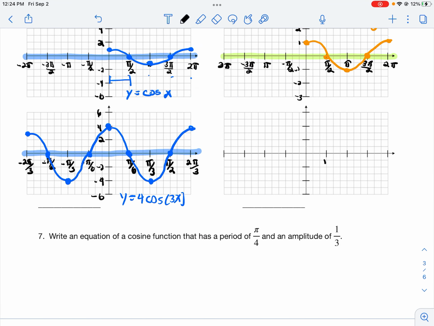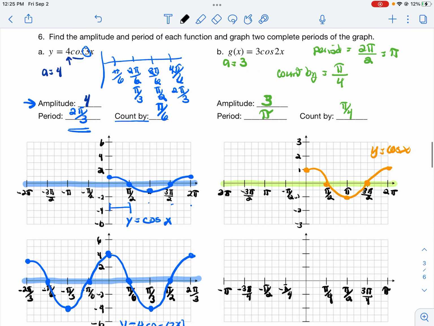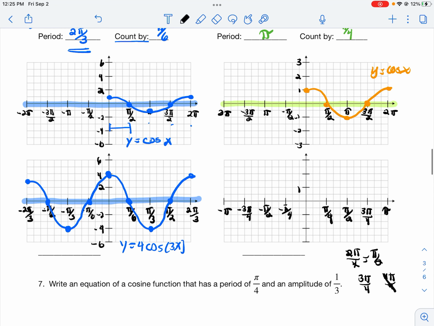So my first tick mark is pi over 4. My second tick mark is going to be 2 pi over 4, which is pi over 2. And then 3 pi over 4, which does not simplify down. And then 4 pi over 4, which is just pi. So negative pi over 4, negative pi over 2, negative 3 pi over 4, and then negative pi. And then I'm going to look back: my amplitude was 3, so I can still count by 1.